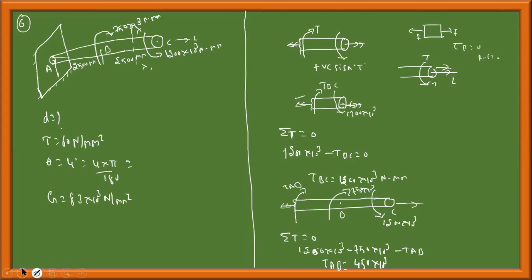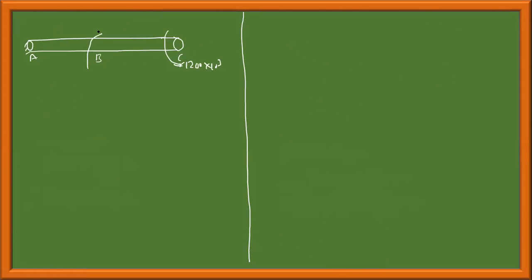Torque diagram is similar to the axial force diagram. This is a torque diagram. Point A, point B, point C. This is how the torque is acting. 1200 into 10 power 3. This is fixed. At point B, it's 750 into 10 power 3.